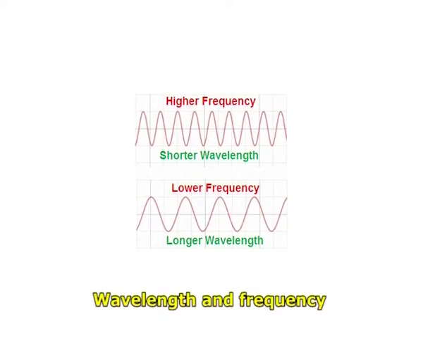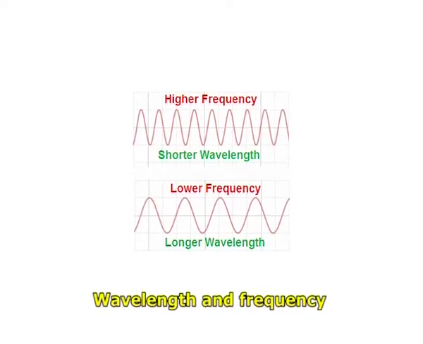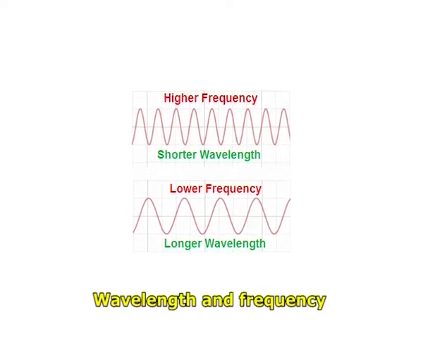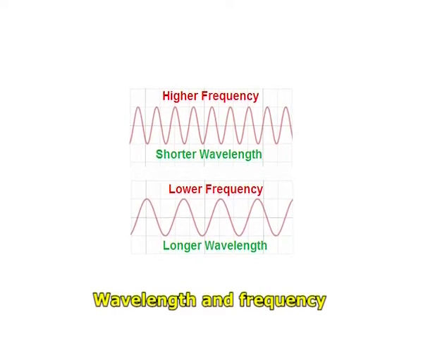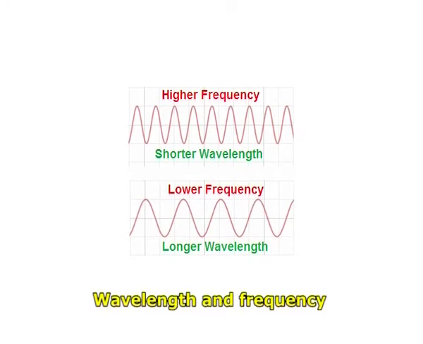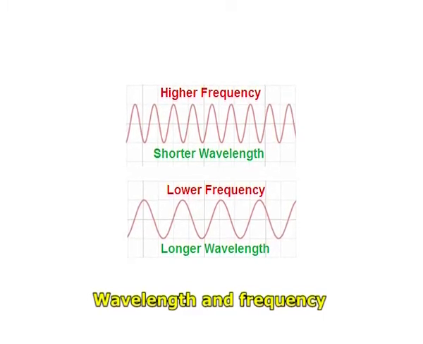Wavelength and frequency are related to one another because the wave has only a short time to travel from one cycle to the next. High frequencies produce short wavelengths. Conversely, because of the longer travel times, low frequencies produce long wavelengths.